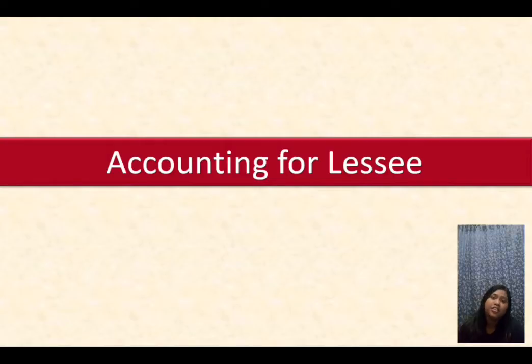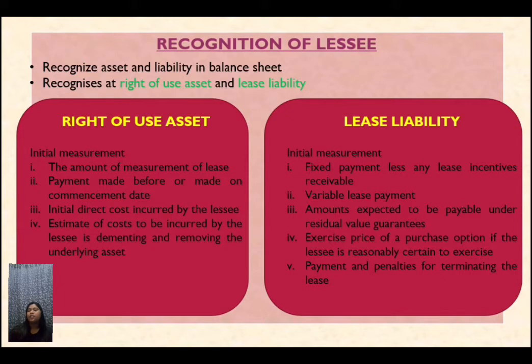Hi, my name is Tulash, and today I'll be explaining the recognition of the lessee. The lessee recognizes the right to use an asset and a liability on their balance sheet. The lessee is the one getting the asset to be used from the lessor. There are two types of recognition, which are the right-of-use asset and the lease liability.